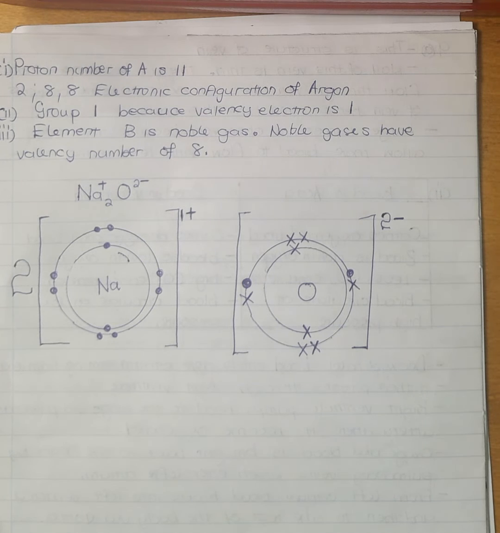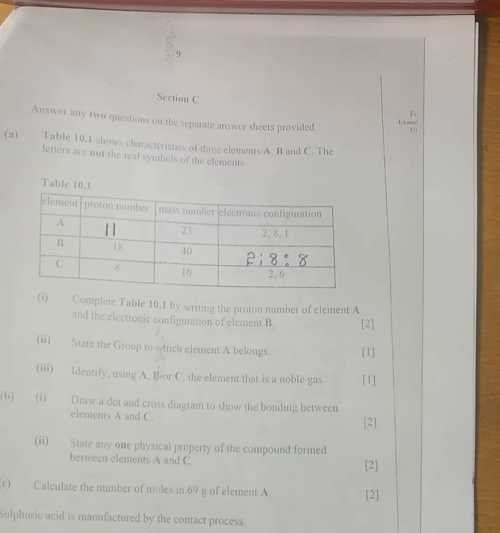Let us move on to the next question. And then on B part 2, we are supposed to state 1 physical property of the compound formed between elements A and C. So here we are going to have an ionic compound. We are supposed to state the properties of ionic compounds. Ionic compounds have high boiling points, high melting points, they conduct electricity in molten state, and they are crystalline solids and are brittle in nature.